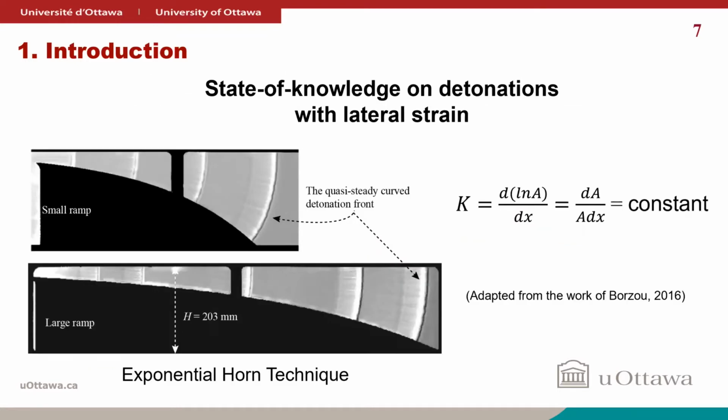To quantify the response of detonation dynamics to lateral strain, Bozu recently proposed a novel experimental method which involves a pair of exponentially diverging ramps, as shown in the figure here. The key feature of the ramp is to have the logarithmic area divergence rate as a constant. This constant divergence rate enables detonations to propagate in a quasi-steady state with a constant mean lateral flow divergence. As a result, the relationship between the mean detonation propagation speed and the lateral flow divergence can be precisely evaluated. It then permits meaningful comparisons between experiments and the model predictions.